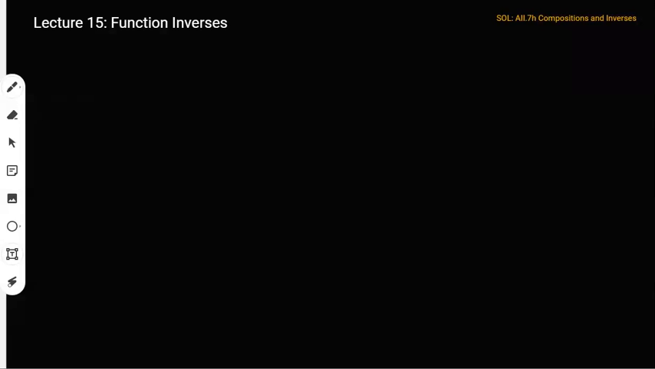All right, so for everybody at home, we're doing lecture 15, function inverses. I wanted to do a couple definitions to get us started, and then we'll be going over some classwork problems. So let's look at the first definition.